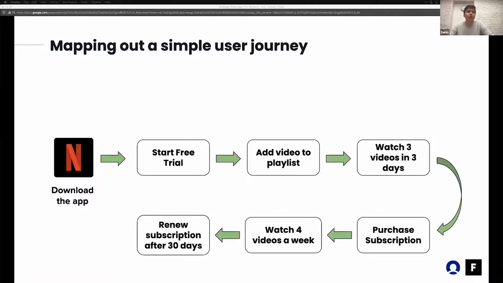Yeah, and another simple example of how we can map out a user journey, and this time it's for Netflix. Our desirable outcome is the month-one retention, meaning that we want users to renew their subscription after the first 30 days. So the user downloads the app, they start a free trial, they add a video to the playlist, and maybe we want them to do that because we know that users who add something to the playlist retain for longer. Same idea with users who watch videos in the next 3 days. The user then purchases a subscription, watches 4 videos a week, and renews the subscription after 30 days.